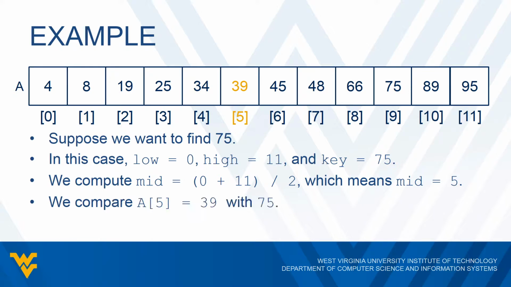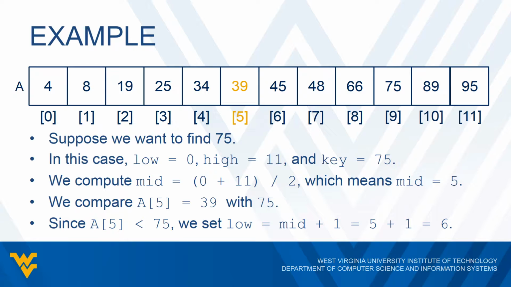Then we're going to compare A5 with 75. In this case, A5 is 39, so we're comparing 39 with 75. Now, since A5 is less than 75, we know that we've guessed too low. We need to guess higher, so we need to cut off the first half of the array. So we're going to set low to be mid plus 1. Since mid is 5 and we're going to add 1 to it, low is now going to become 6.